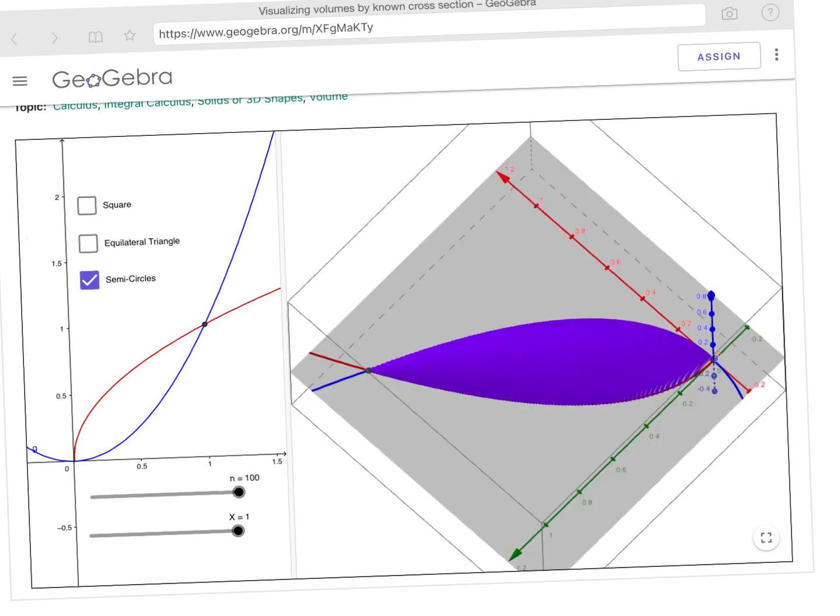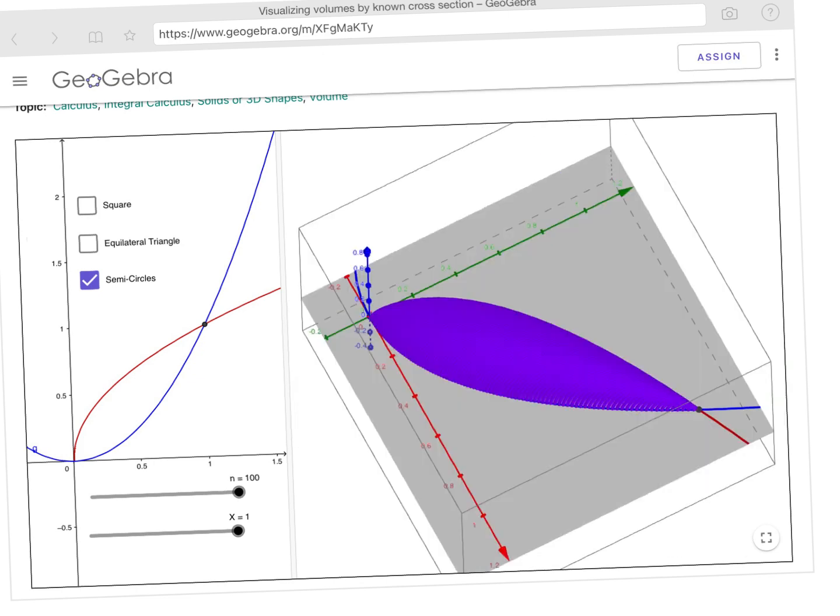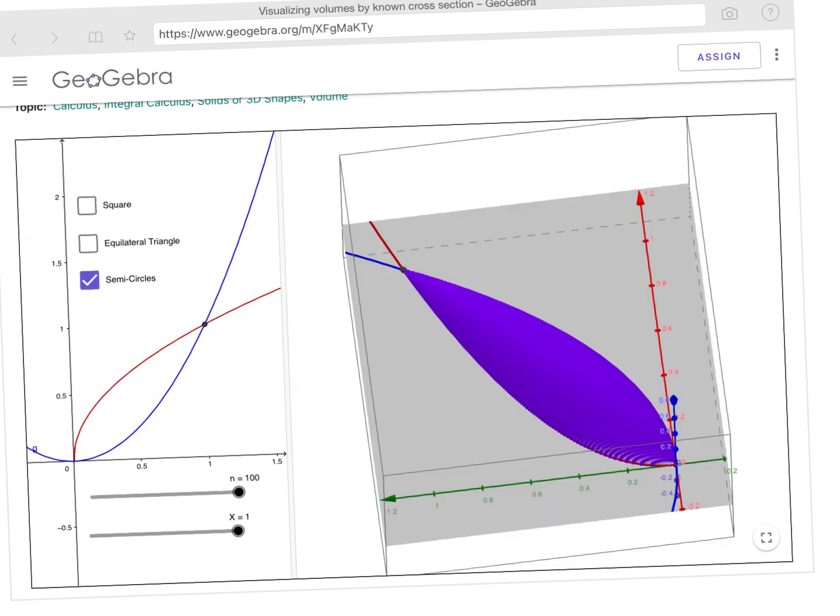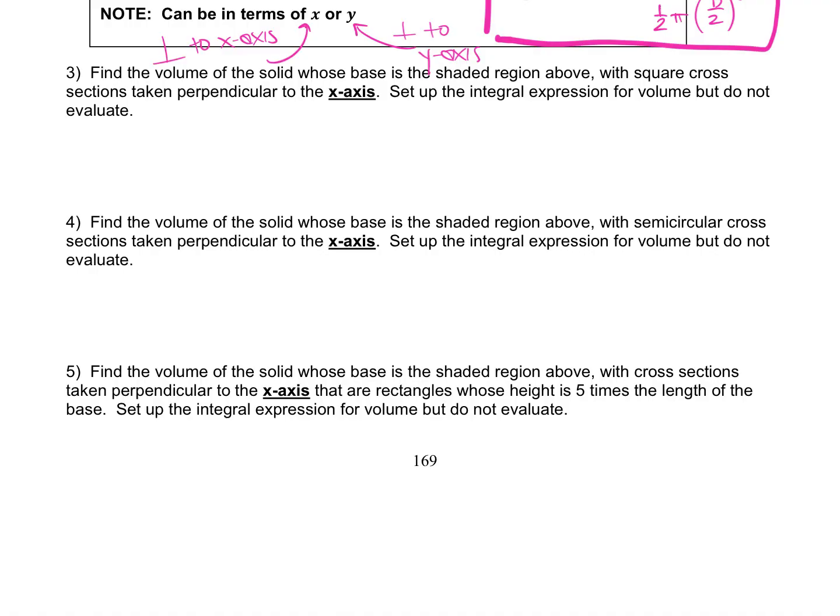So how do you know when to use what though? They will tell you. Now it's spinning. Look at that. All right, so we're sticking with the region we have above. For this one, the base is the shaded region above, and they tell us what kind of cross sections? Square. So for square cross sections, what did we say the formula is for the area of a square? B squared. We have already expressed what is B.